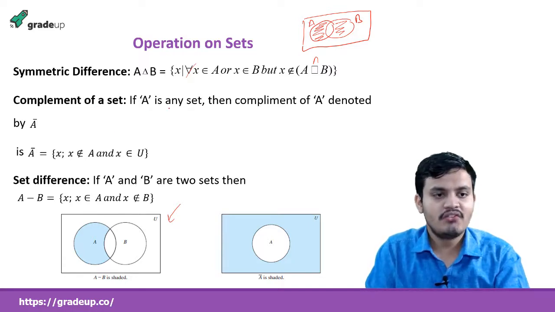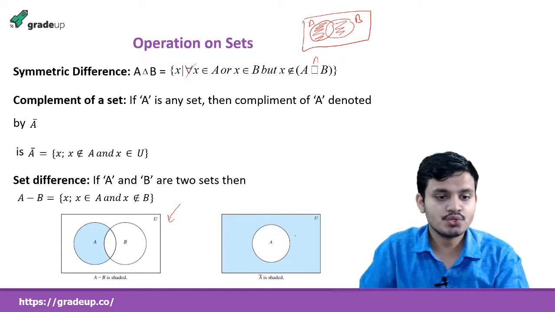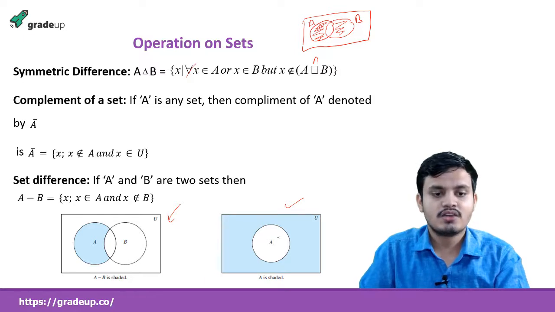Complement of a set. If A is any set, then the complement of A, denoted by A complement, is {X such that X does not belong to A and X belongs to the universal set}. So this is the diagram for A complement. See, this is A, and what is A complement? This area is the whole A complement.